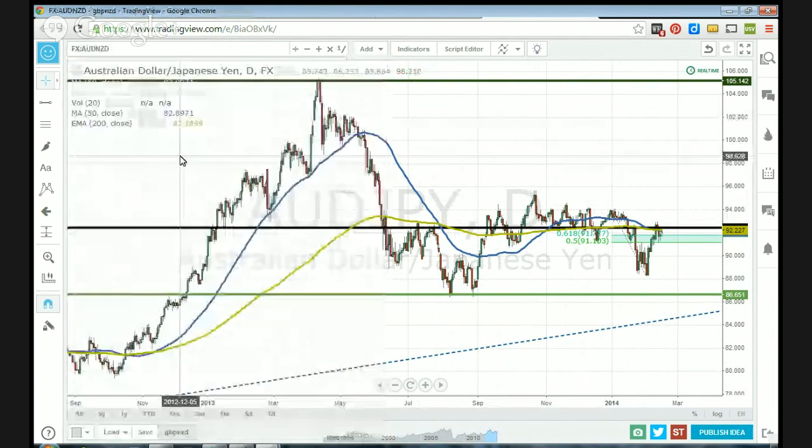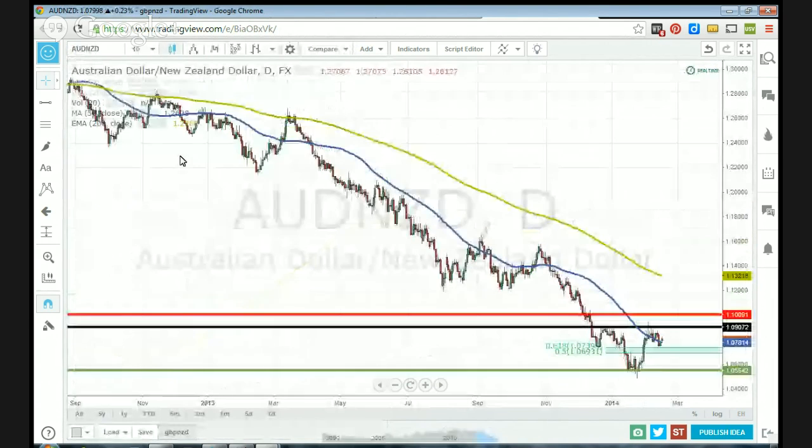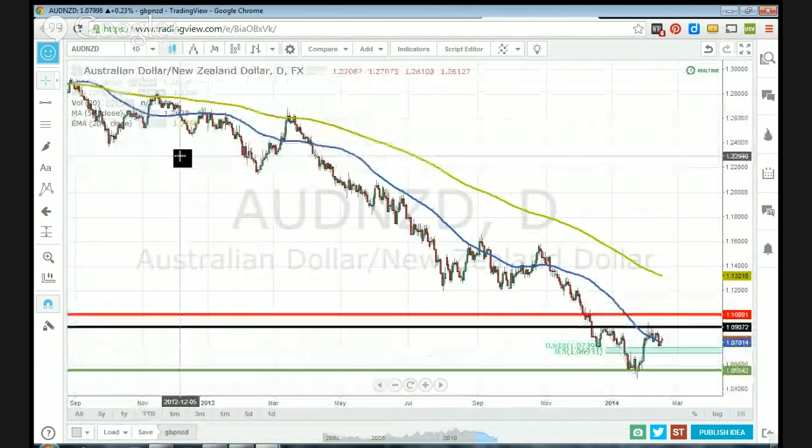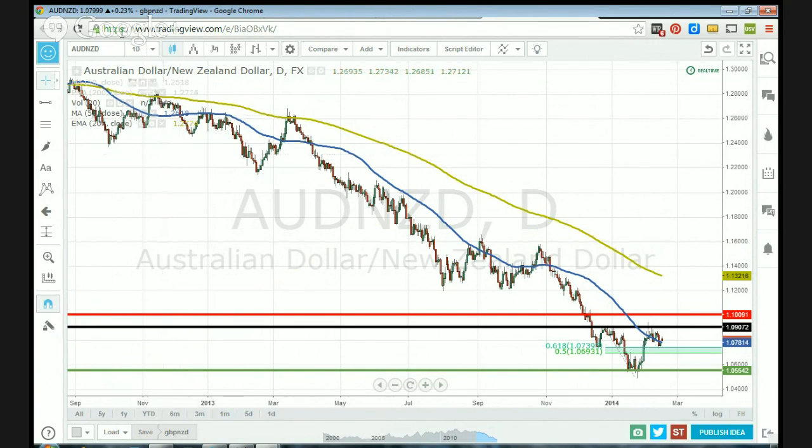Okay, Aussie Kiwi. And yeah, I have this order on as well, so we'll see if it gets filled. And it may still get filled. It's still valid, I think.